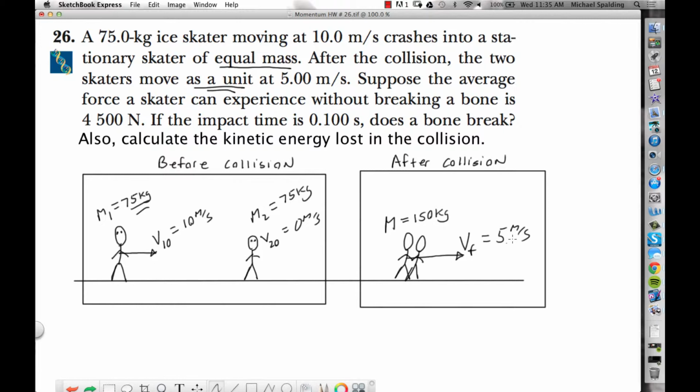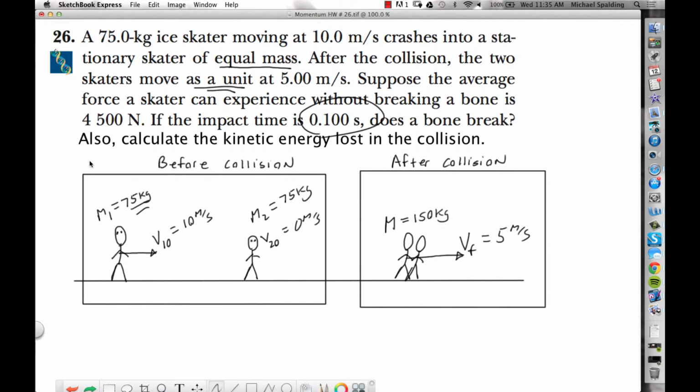So anyway, after the collision, they stick together and move off with a final velocity of 5 meters per second. The question is, if the impact time is 0.1 seconds, so the time of the collision is 0.1 seconds, does a bone break if the maximum force is 4,500 newtons? So what we're going to do is calculate the force of the collision and then compare it to this number. If the force of the collision is less than that, there's no broken bone. If the force that we get is greater than that, then there will be a broken bone.